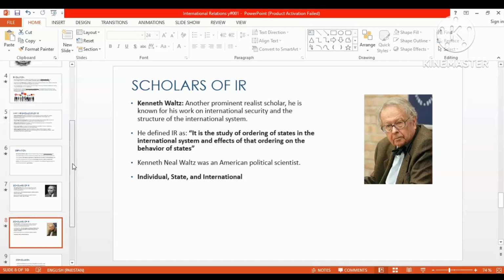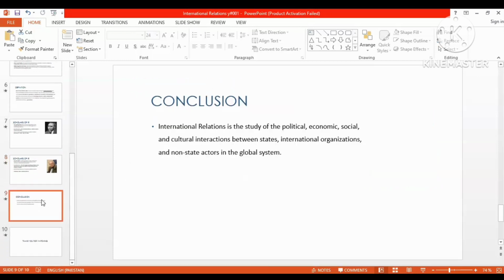Okay, right. We have the conclusion. Overall, international relations is the study of political, economic, social, and cultural interaction between states, international organizations, and non-state actors in the global system.